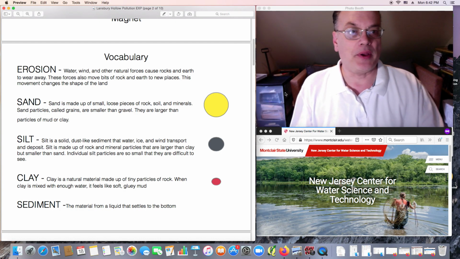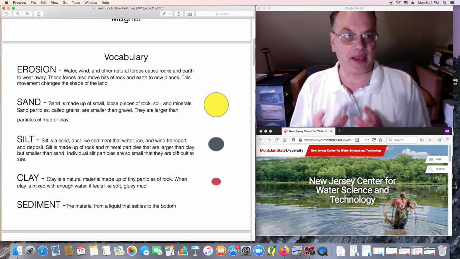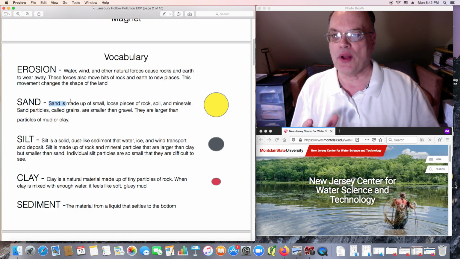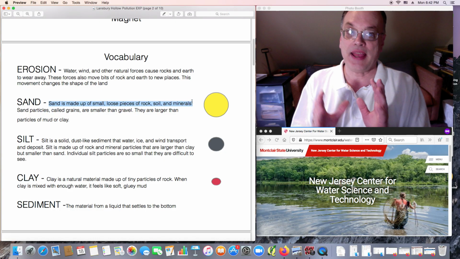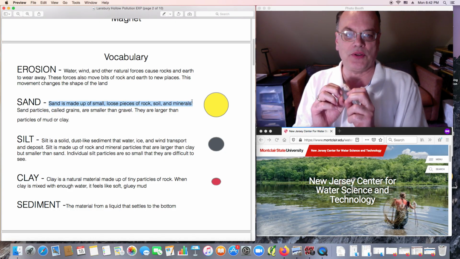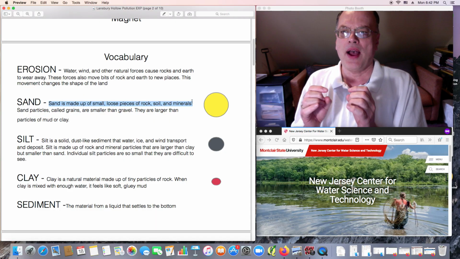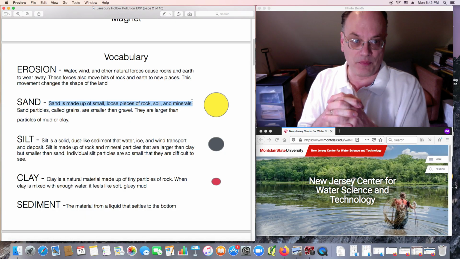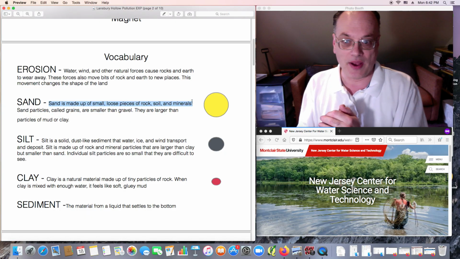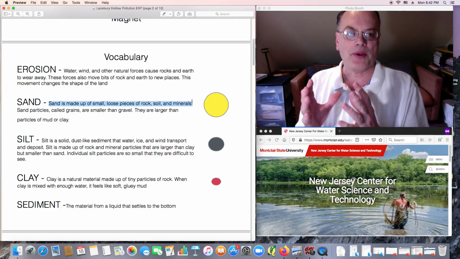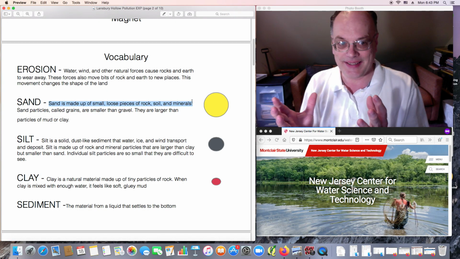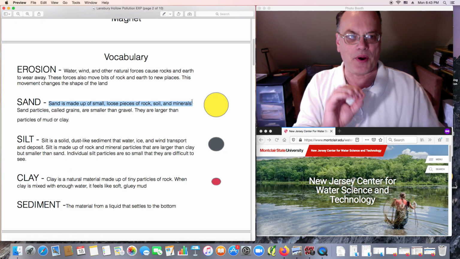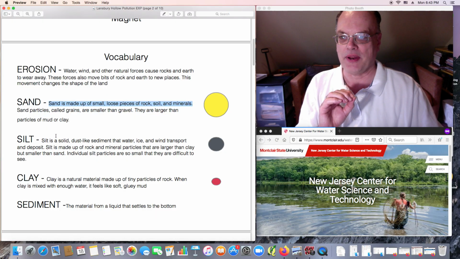You might be familiar with some of the things that make up soil. And one of the things that make up soil is sand. Now, sand are small, loose pieces of rock or soil. They are called grains. They're smaller than gravel, which you're familiar with from seeing gravel on driveways, but they are larger than particles of mud or clay. So you've all seen sand, you know what sand looks like. But these are the largest particles that we're going to be thinking about today.